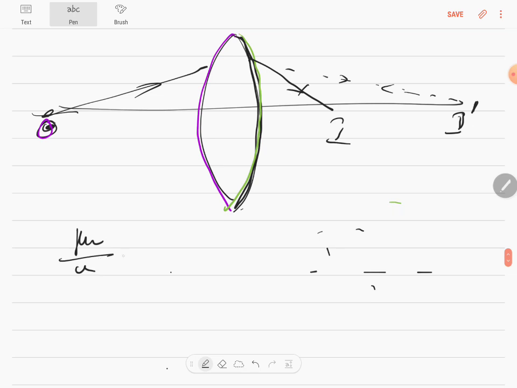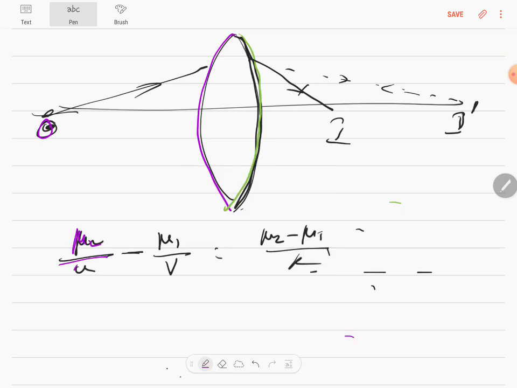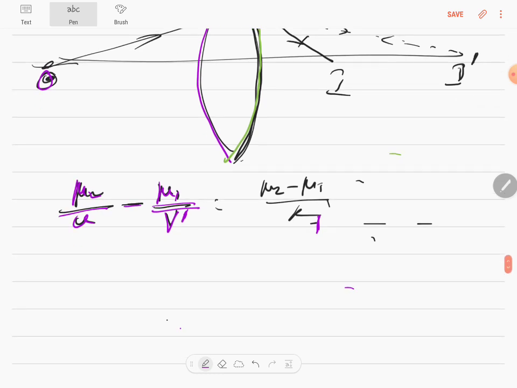mu2 by u minus mu1 by v is equal to mu2 minus mu1 by r for the purple surface. You did it for the purple surface, you got it like this, remember? But that v has to be written as v dash, because that's not going to be the final image. It's going to serve as an object for the green surface. Are you clear? It's mu2 minus mu1 by r1, because the radius of curvature of the second cannot be the same. For the next one, what was the final formula?